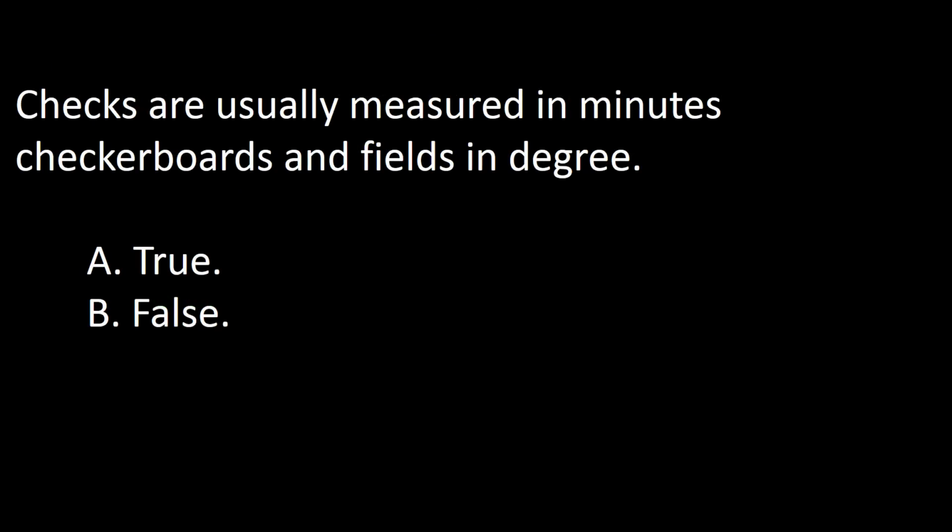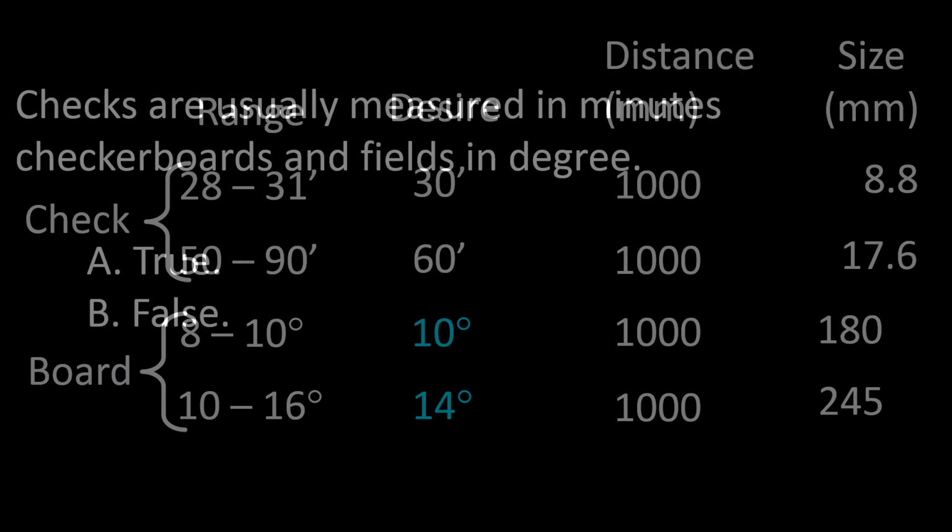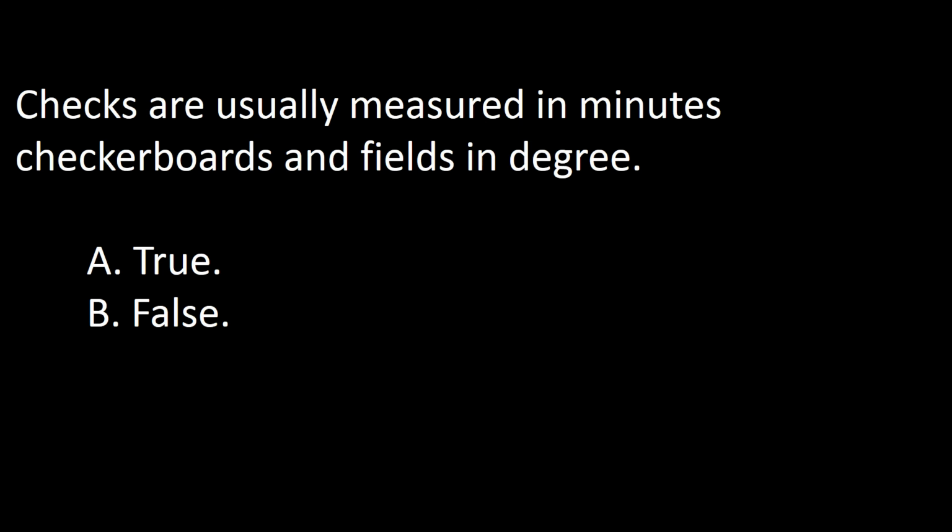Next question. Checks are usually measured in minutes, checkboards and fields in degrees. A, true, B, false. This frame has values of commonly used checks and boards. Check values are usually given in minutes. Checkboard values are usually given in degrees. So the answer to this question is A.